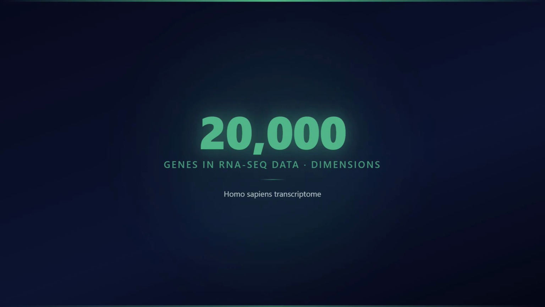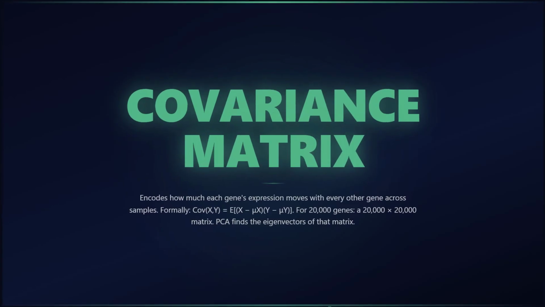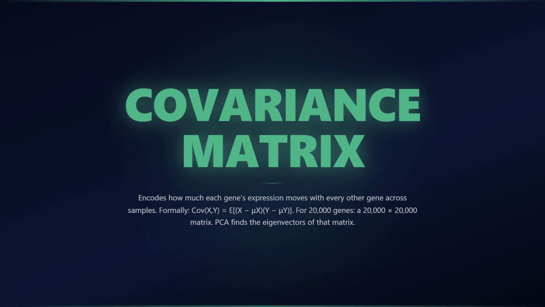RNA-seq data has roughly 20,000 genes. Each gene is a dimension. You cannot plot 20,000 dimensions. You need to project them somewhere visible. PCA does this by computing the covariance matrix of your data. The covariance matrix encodes how much each gene's expression moves with every other gene's expression across samples.